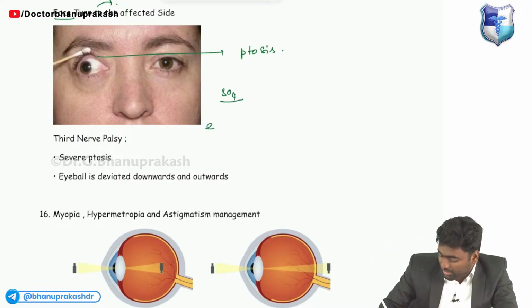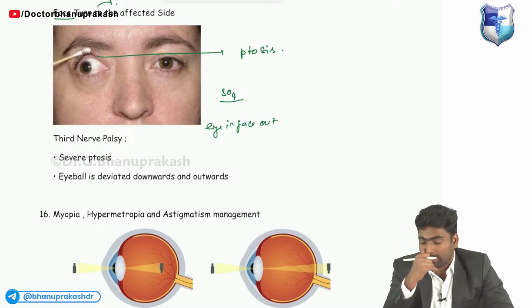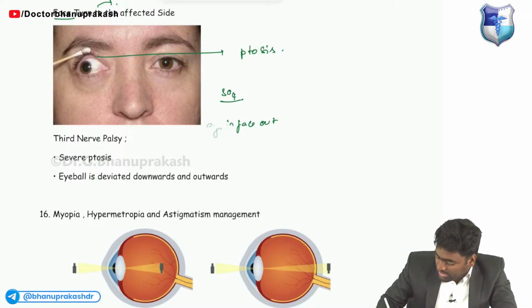So there will be a feature of, yes, eye in and face out position, eye in and face out. So the eyeball will be deviated to the opposite side. I guess I told it wrong. I will just check it and tell you.